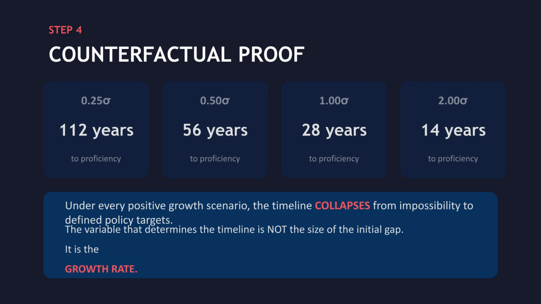Step 4 is the counterfactual proof. Under every positive growth scenario, the timeline collapses from impossibility to defined policy targets, ranging from 112 years at 0.25 sigma to 14 years at 2.00 sigma. The critical variable is the growth rate, not the size of the initial gap.